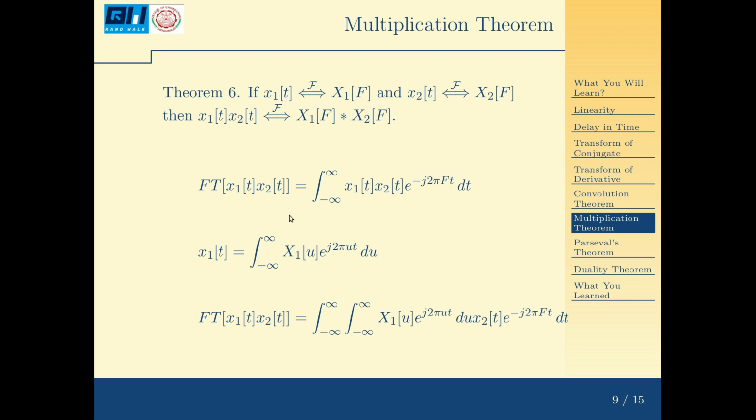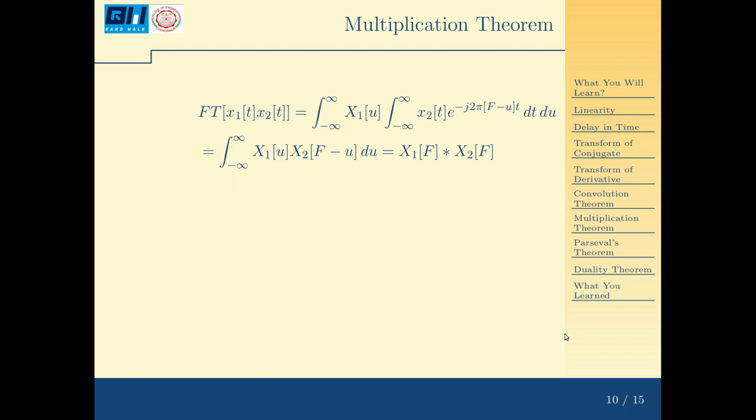So I can put it in the previous equation, and the Fourier transform of x1(t) x2(t) is the double integral of X1(u) e raised to j 2 pi u t du, times x2(t) e raised to minus j 2 pi f t dt. Now this becomes the integral from minus infinity to infinity of X1(u), taking out the u component, and the integral from minus infinity to infinity of x2(t) e raised to minus j 2 pi (f minus u) t dt du.